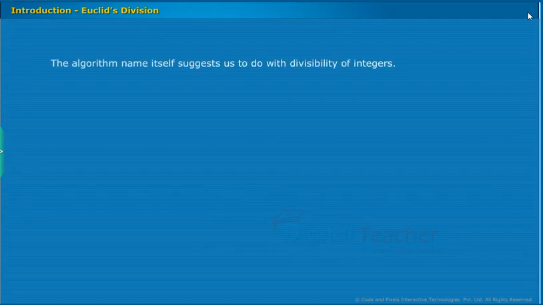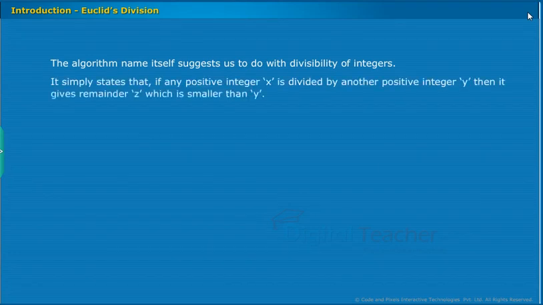Let us know about Euclid's division algorithm. The algorithm name itself suggests that it has to do with divisibility of integers. It simply states that if any positive integer x is divided by another positive integer y, then it gives a remainder z which is smaller than y. Let us do an example.